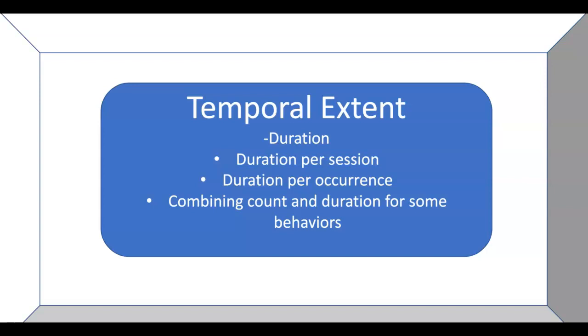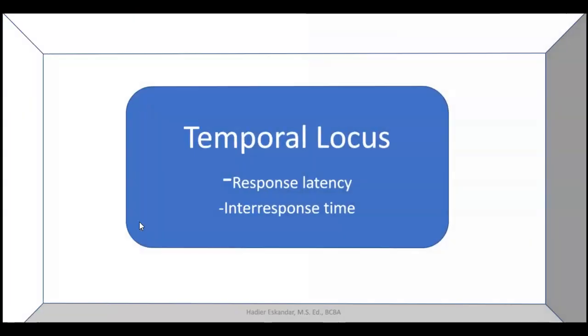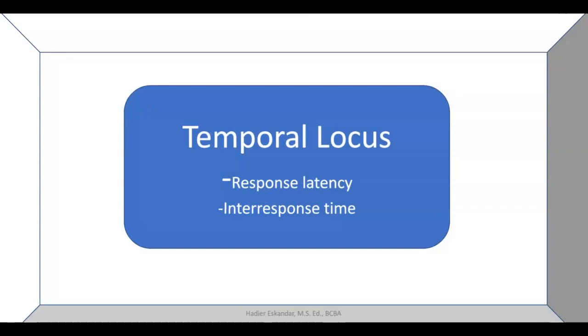So for example, tantrums. You can say the child tantrums an average of 5 times during a school day, and each time he tantrums, the tantrum lasts for an average of 10 minutes. That's a combination of count and duration. Temporal locus is measured by response latency and inter-response time.